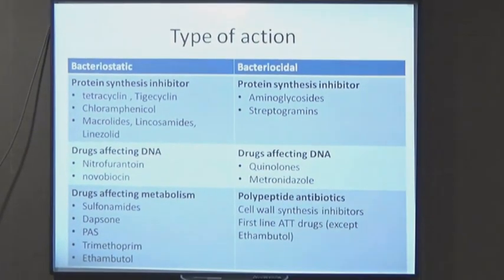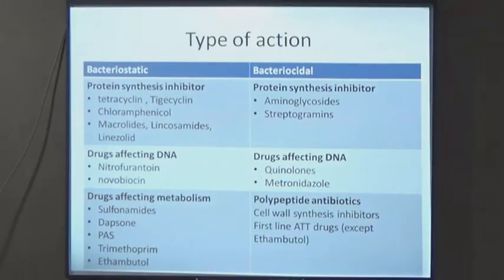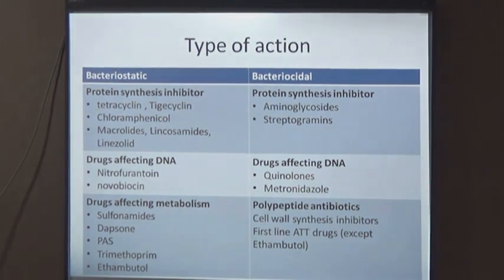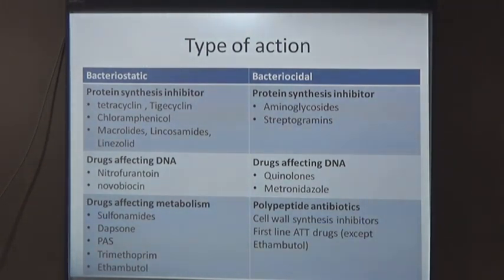Okay. So the classification based on type of action. Just now we have completed site of action. This is type. They can ask what are the drugs under bacteriostatic, what are the drugs under bactericidal. You have to remember some things. For bacteriostatic, static is protein synthesis inhibitor. Most of the protein synthesis inhibitors are bacteriostatic, except aminoglycosides and streptogramins. They are bactericidal.